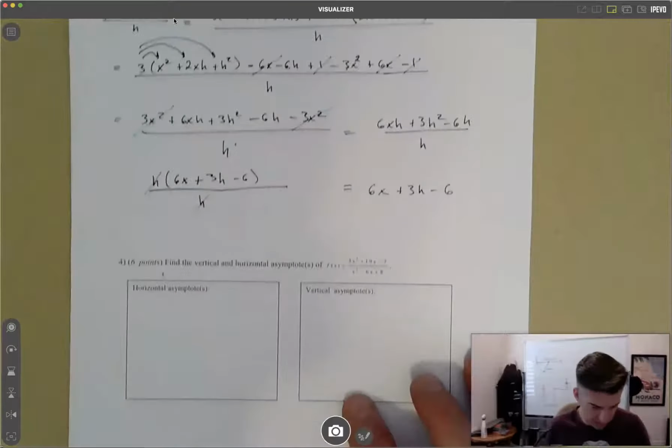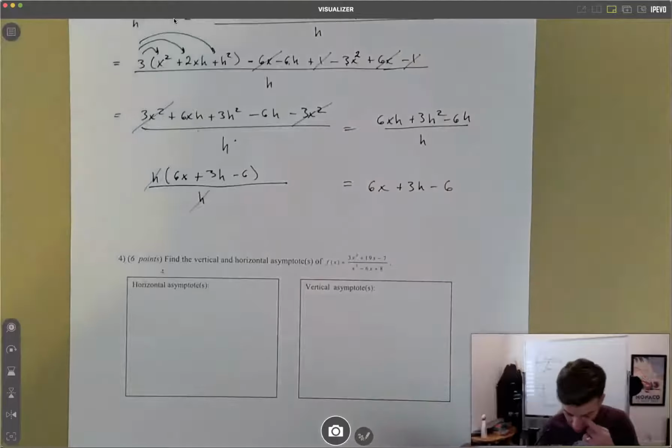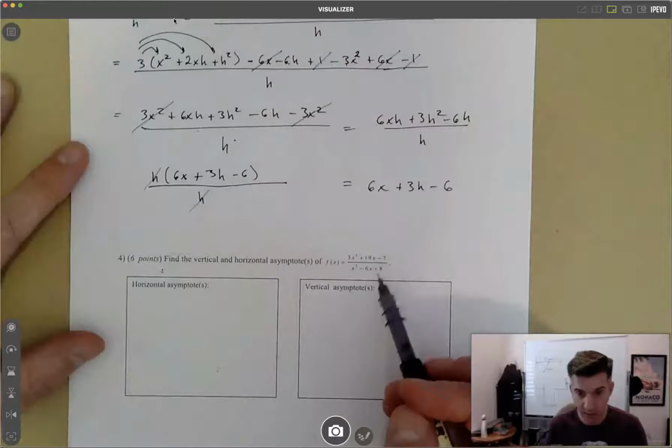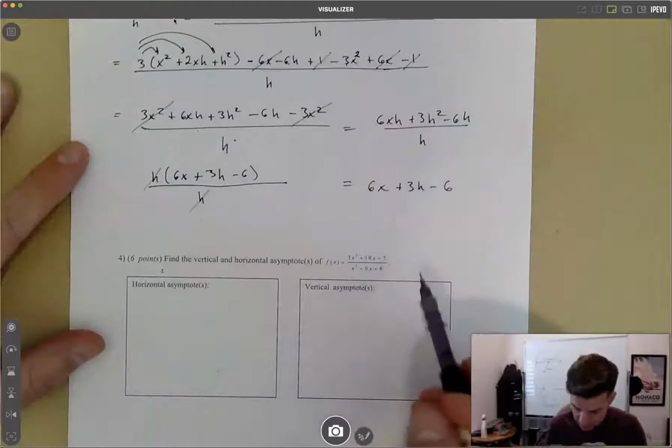All right, let's look at the next one. Find the vertical and horizontal asymptotes of f(x) = (3x^2 + 19x - 7)/(x^2 - 6x + 8).